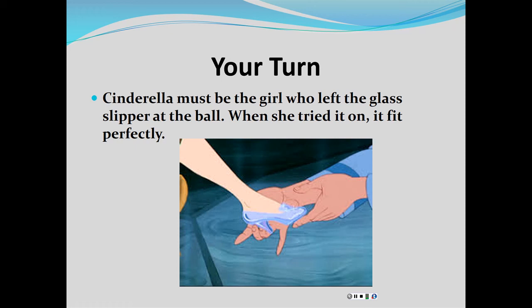We have this enthymeme here. Cinderella must be the girl who left this glass slipper at the ball who was dancing with the prince. When she tried on the shoe, when she tried on the missing slipper, it fit perfectly. Okay, let's try and figure out what might be our conclusion here. What's the thing that could be otherwise?